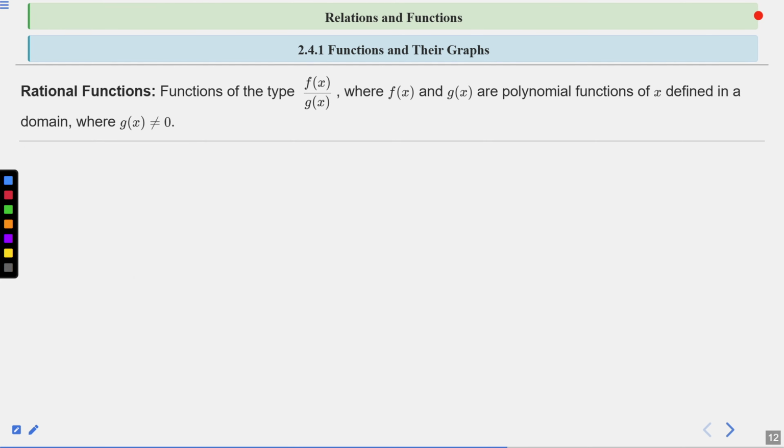Now, rational function. A function of the type f(x) by g(x), where f(x) and g(x) both must be polynomial functions, where g(x) cannot be 0 in its domain. Clear? So any function of this type, satisfying that both the numerator function and the denominator function must be polynomial functions, provided the denominator cannot be 0 in its domain, is a rational function. Clear?